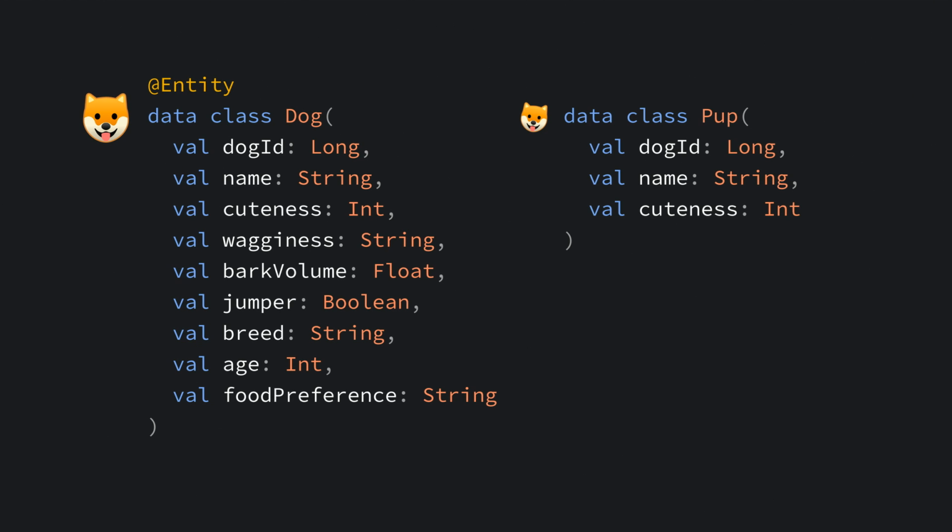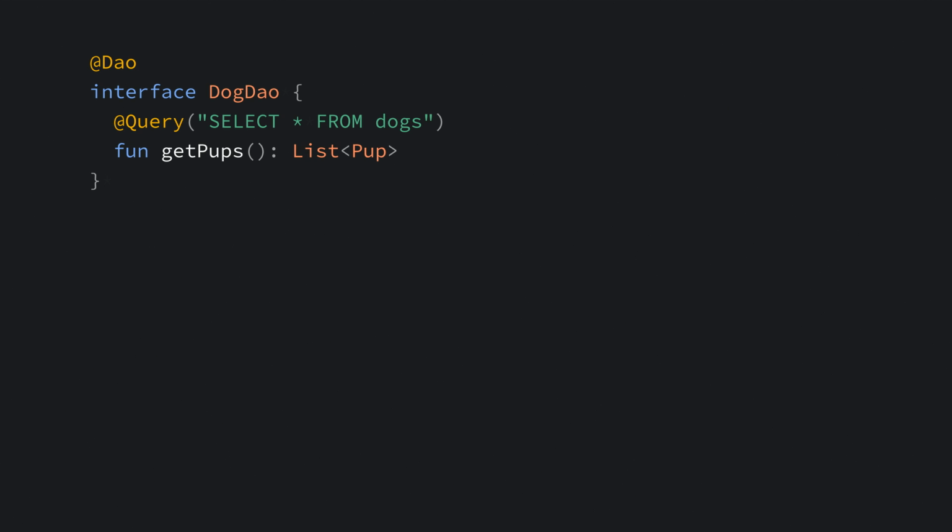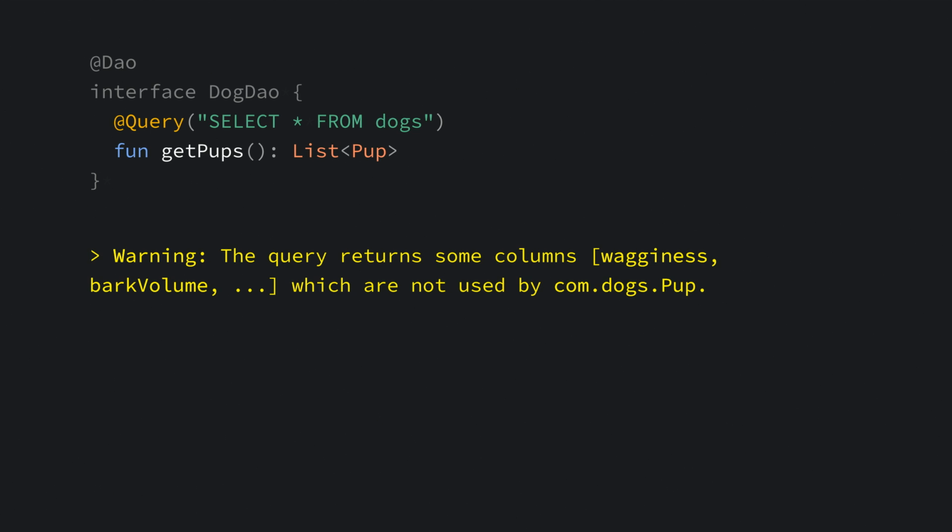The last feature we had room for was kind of like a long-lasting bug, or not a bug, but like a long issue of dealing with a sub-list of columns. So imagine we had this entity Dog. It has a bunch of properties and a smaller POJO for it, which has a subset. If you try to query the dogs table but return a Puppy, you will get a warning from Room telling you, hey, your query is returning too many columns that you don't need. And the reason this is happening is because we're using that star projection.